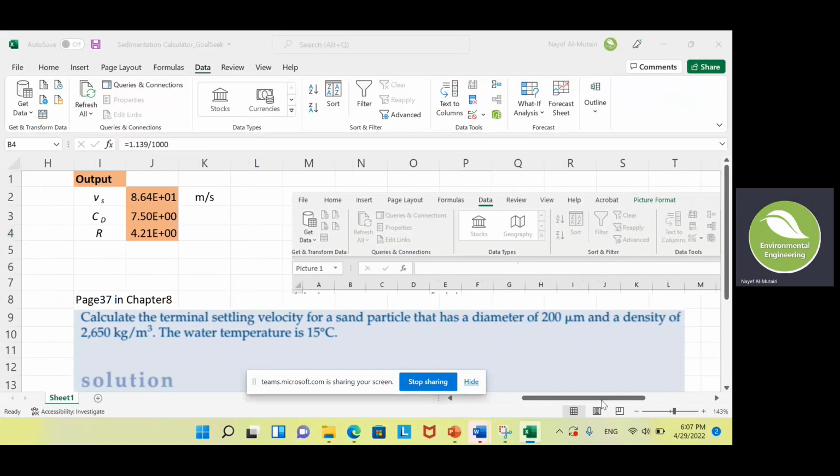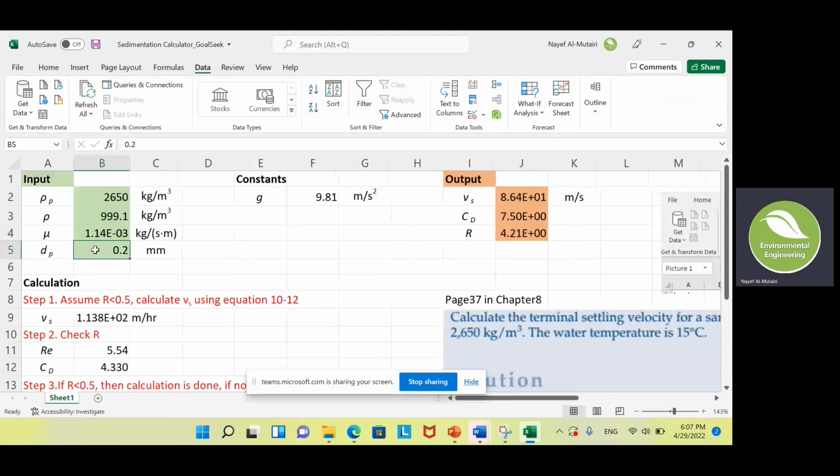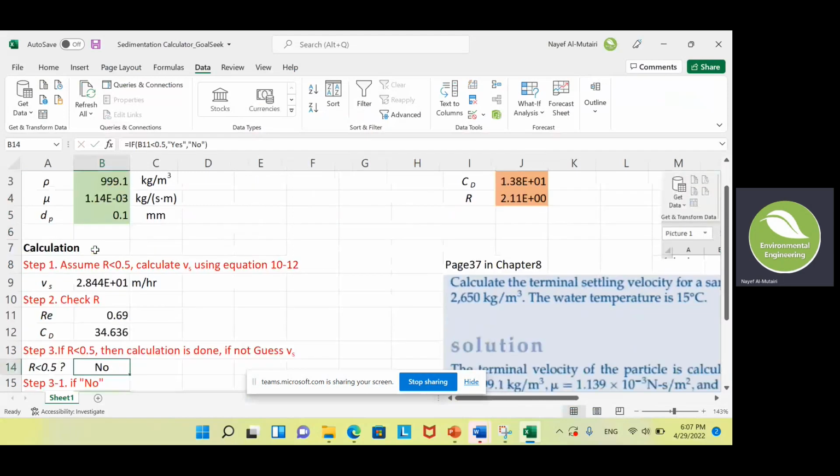After we put in all the numbers, the settling velocity will come to you as 113.8, or 114 meters per hour. We find the Reynolds number is 5.54. This automatically comes. So if you put, for example, a diameter of 0.1 millimeter, you'll get a different settling velocity, and it will check the Reynolds number, and that is fine, 0.69. That's less than 1. Again, let me change something here.